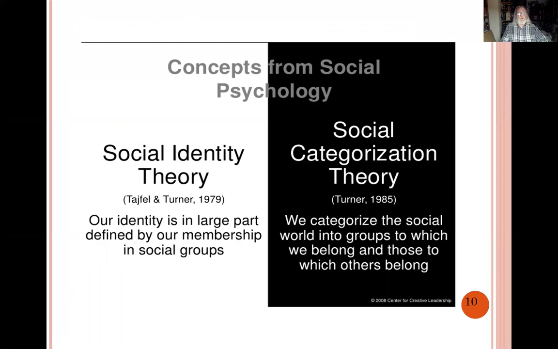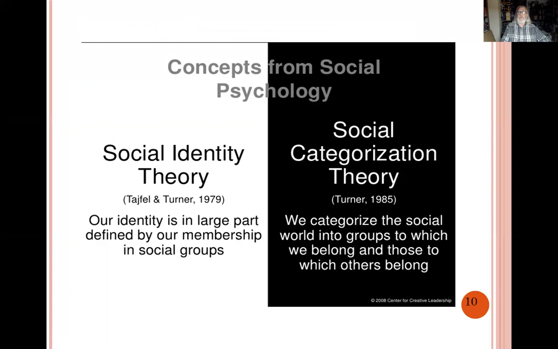Social identity theory really says that the way we look at ourselves, that core dimension of our personality, our identity, is largely defined by what groups and social memberships we have. How do we identify with people? Who are those people? And so forth.